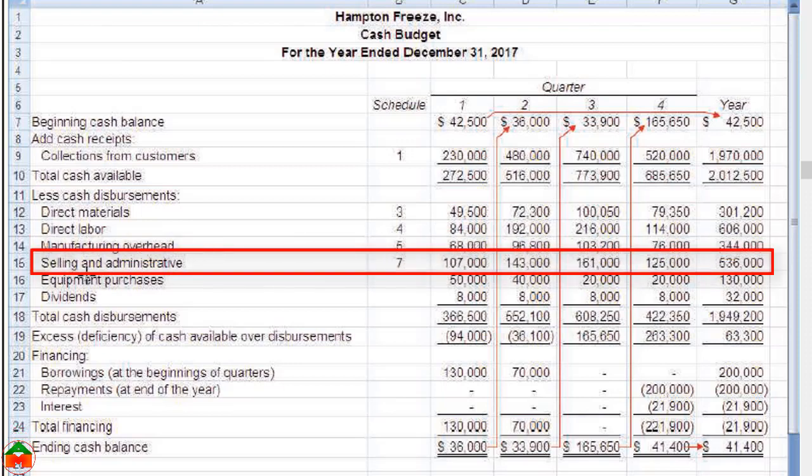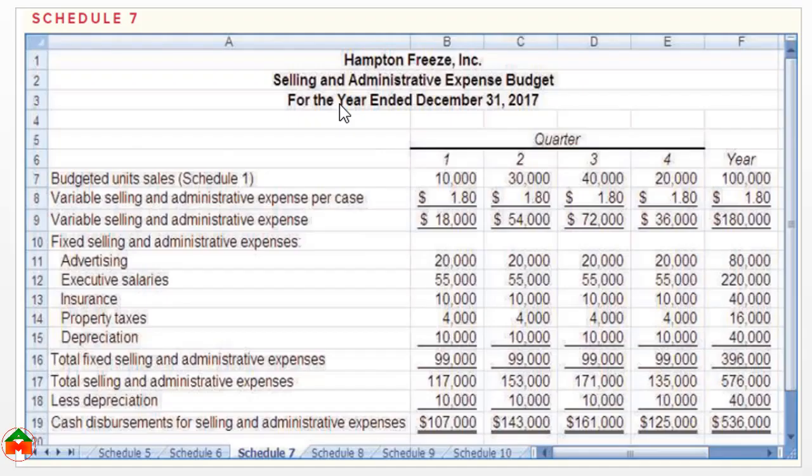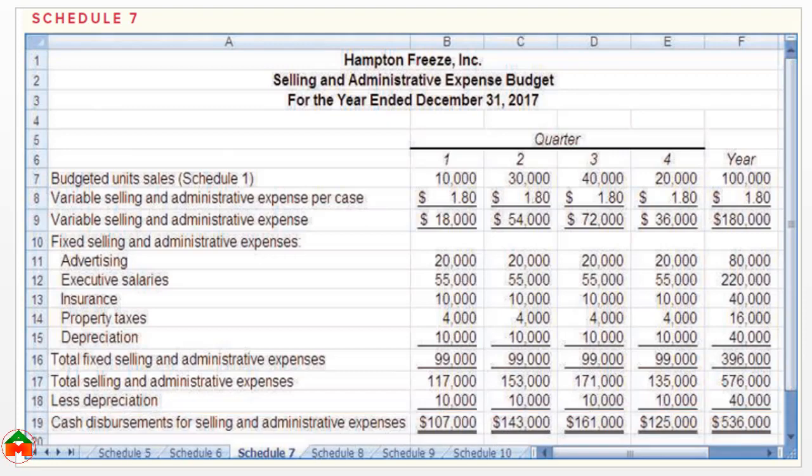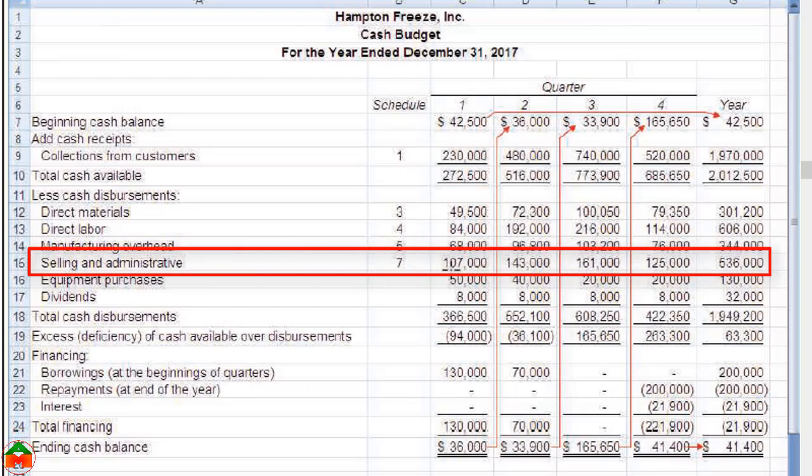And after that we will show the cash payment for selling and administrative expense budget. This will be taken from the selling and administrative expense budget which was prepared before preparing this cash budget in this tutorial. Our cash disbursement for selling and administrative expense are 107,000, 143,000, 161,000 and 125,000. This would be shown as a cash disbursement for selling and administrative expense in the cash budget.